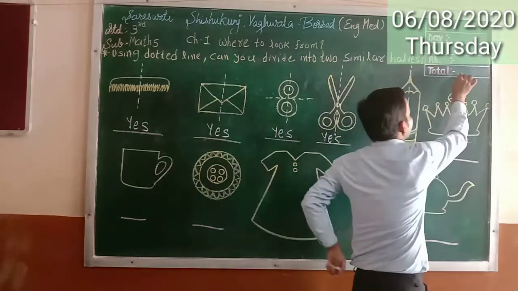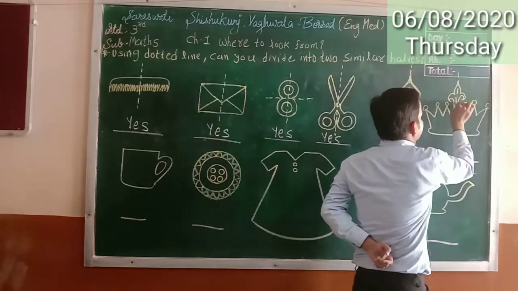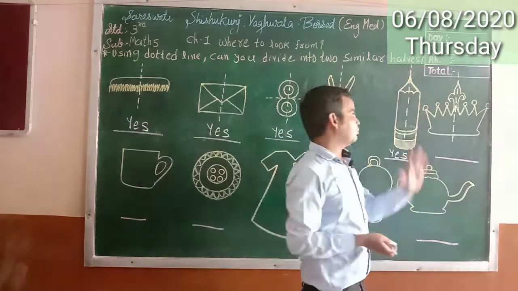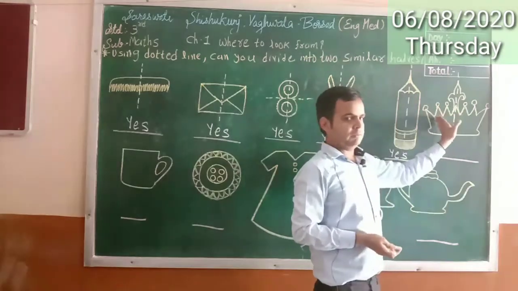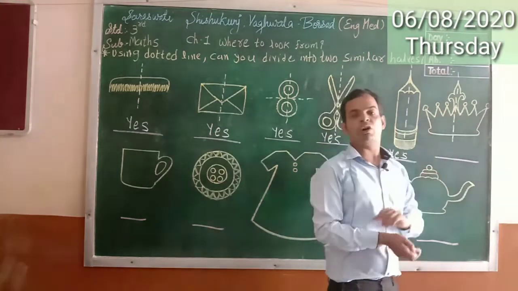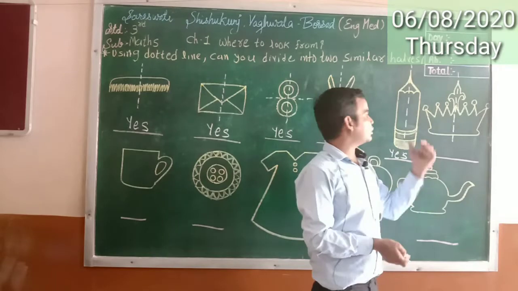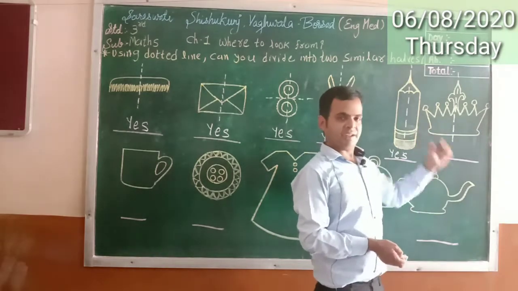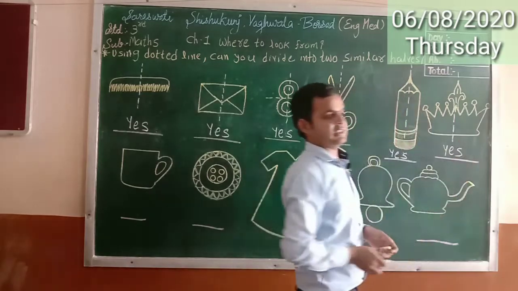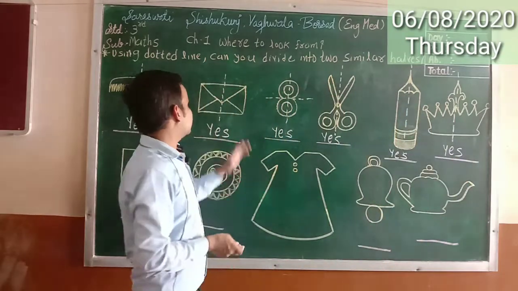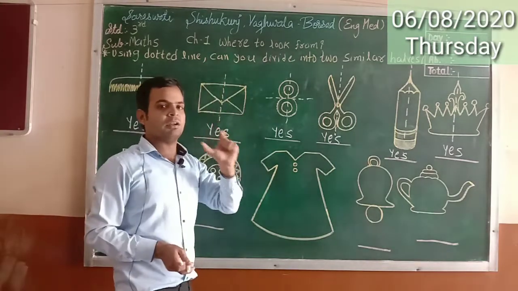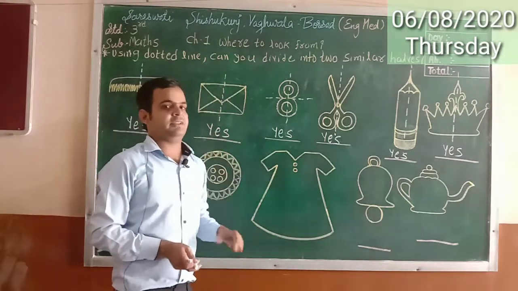Okay, so here if I draw a dotted line, now observe the crown, left side and right side, both are equal or not? Yes, both sides are equal. So here our answer is yes. And you also have to remember that we have to draw a vertical line from the middle of the picture, right?